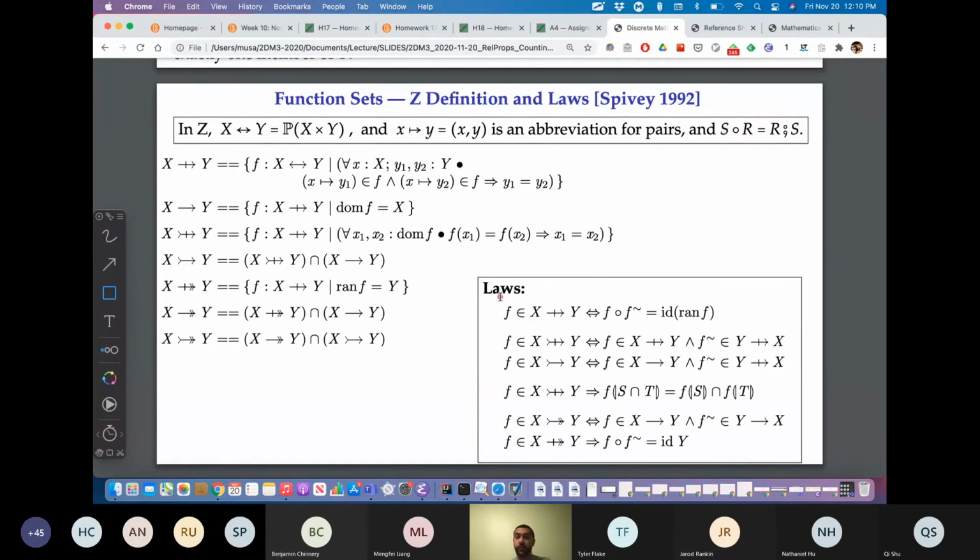But there's a few reasonable rules, right? If f is a partial function, so f is univalent, then you have this property: the identity on the range of f can be obtained by doing f followed by f converse. So there's a lot of stuff. You'll be able to read it.